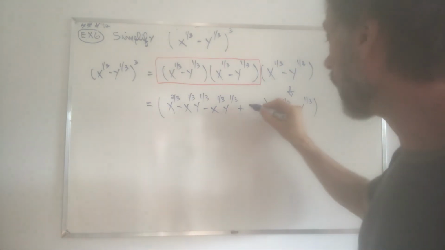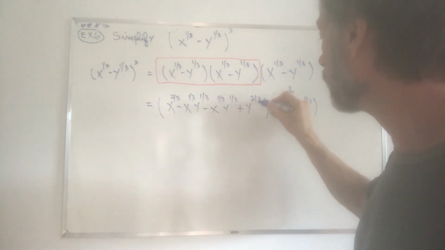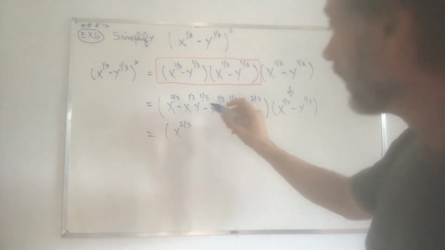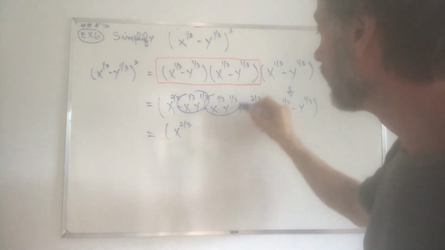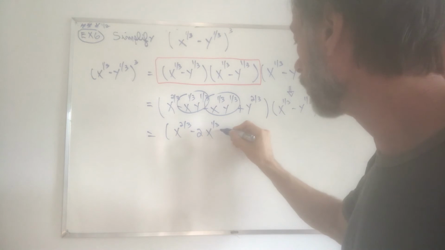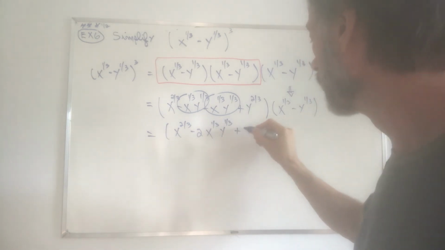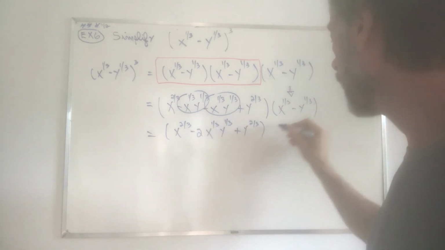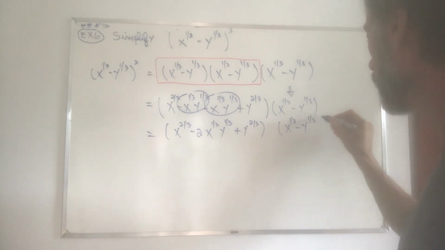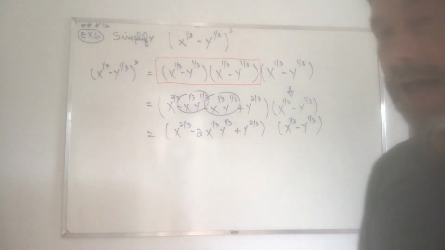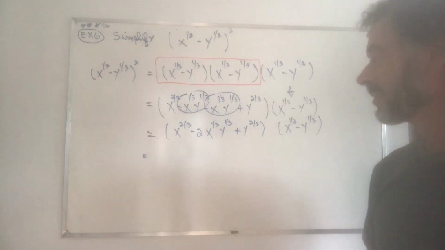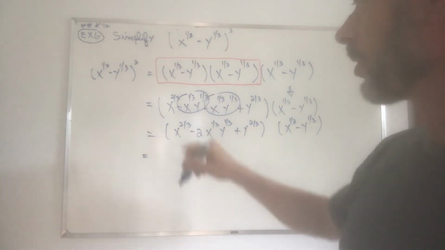And y to the 1/3 times y to the 1/3, you add your exponents and you get y to the 2/3. So what you get in the end here is x to the 2/3. Again, like terms, one of them, two of them. So that's minus 2 x to the 1/3, y to the 1/3, plus y to the 2/3. And then times the remaining term of the cubic. And now I got a trinomial times a binomial. Wow, that is close to a 4-star problem with all of them fractional exponents. Okay, I'm going to go quickly over that again.